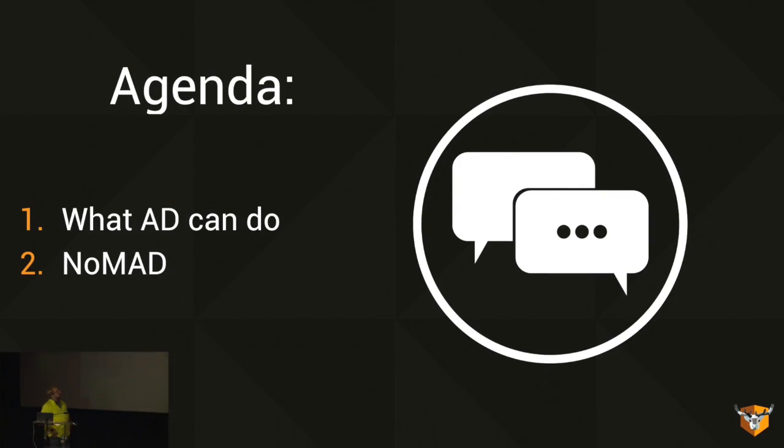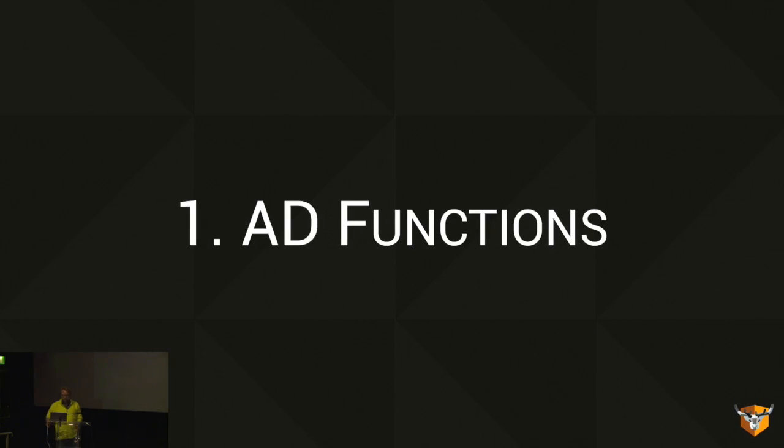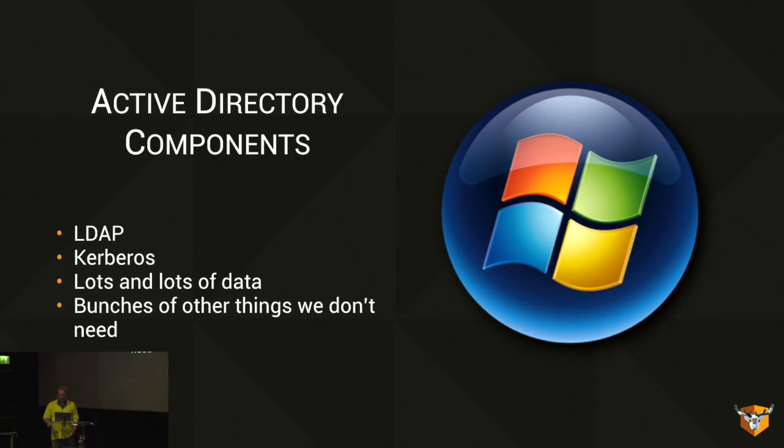So a little bit about what AD can do, and then we'll get into NoMAD, and then maybe even a bonus demo at the end. So if I don't do it, remind me, and you'll get a bonus demo. So first of all, kind of AD functions. What are we trying to replicate? What do we use AD for? And then how we can break that down into other pieces, and then maybe not use AD all the same.